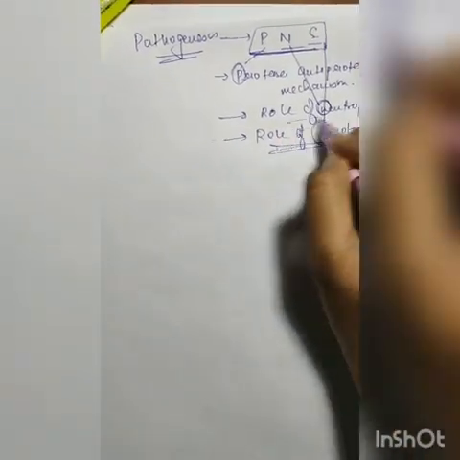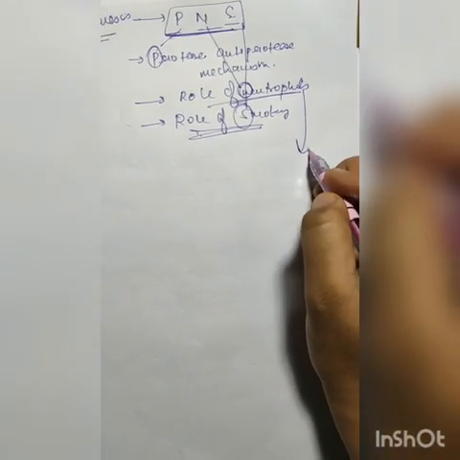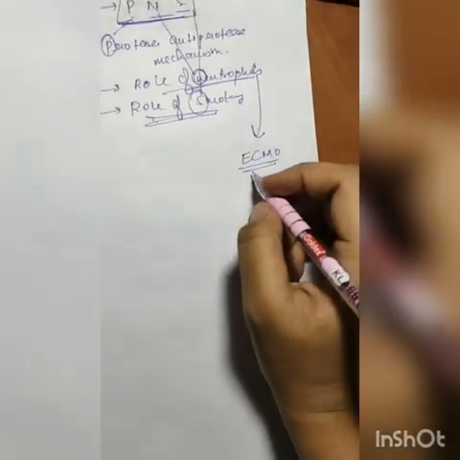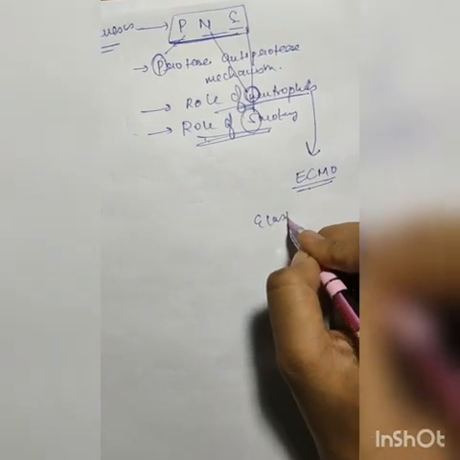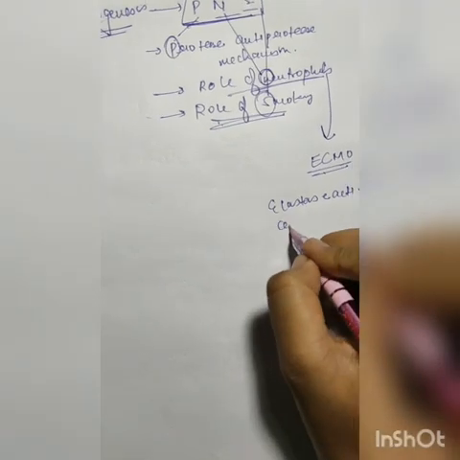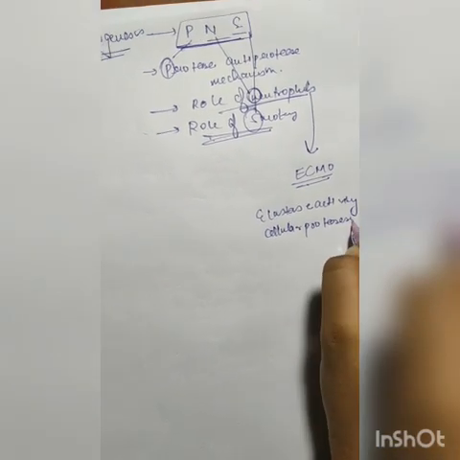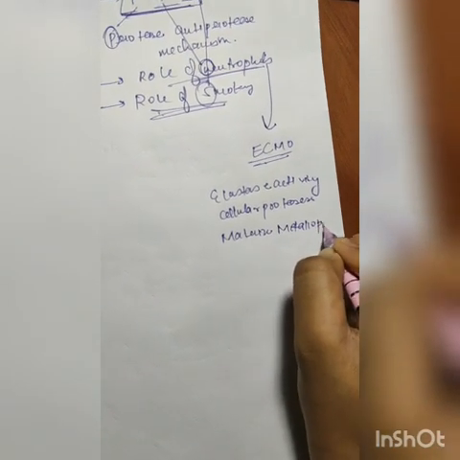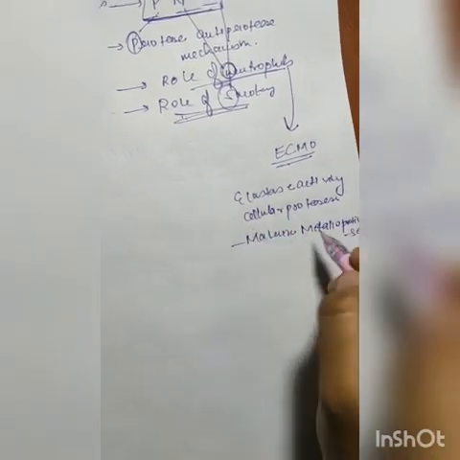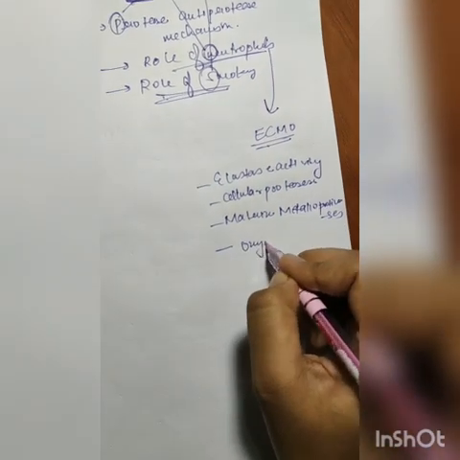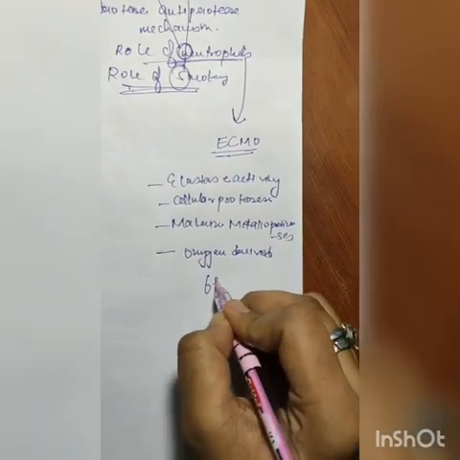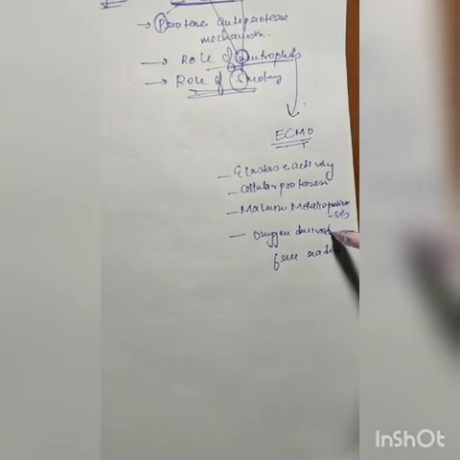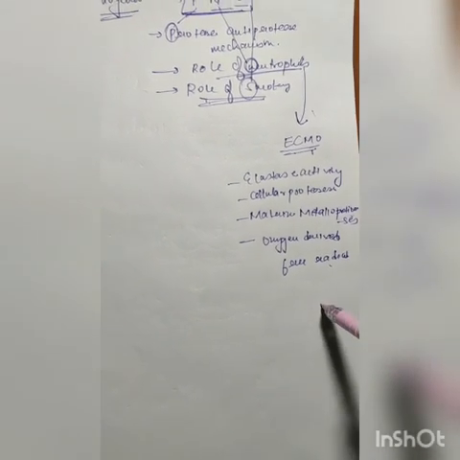First, the role of neutrophils. I will again give a mnemonic: ECMO. ECMO is actually a company. ECMO stands for elastase activity, cellular proteases, matrix metalloproteinases, and oxygen derived free radicals. Okay, done. That is short for the role of neutrophils.